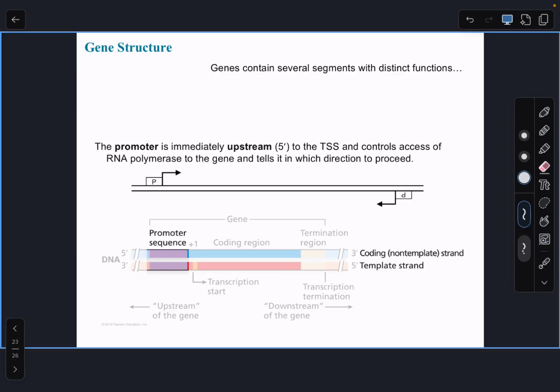We call it a promoter, and the promoter sequence is something that sits just upstream of the TSS. And it is essentially a series of signature sequences in DNA that have the ability to recruit RNA polymerase and transcription complexes to a given location in DNA and tell them in what direction to go. So not only do they bring RNA polymerase to the TSS, but also tell them which way they should go.